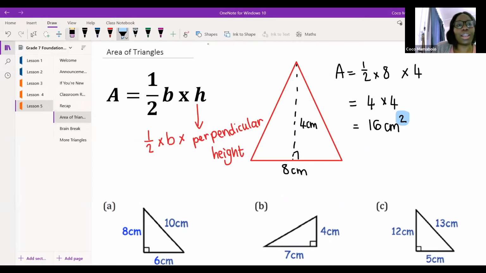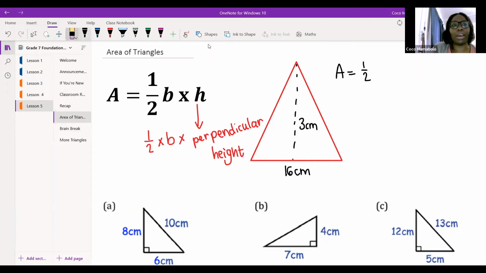Okay, I'm going to try another one. Remember, Olonda, our perpendicular height. If my base is 16 centimeters wide and my perpendicular height is 3 centimeters, what will my area be? So when I calculate my area, I'm going to go half times 16 centimeters, multiplied by 3 centimeters. And that's going to give me, guys, tell me, what is half of 16?